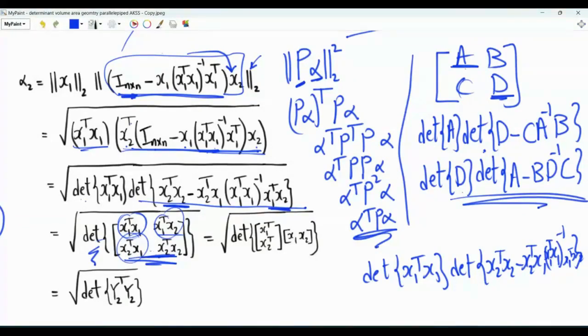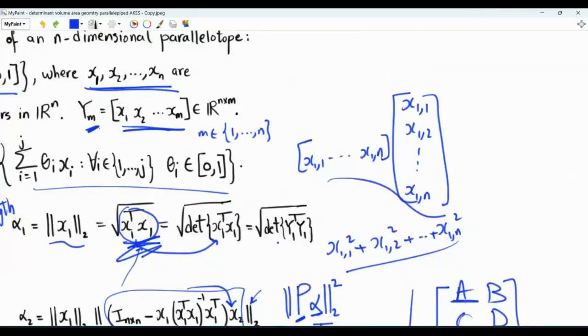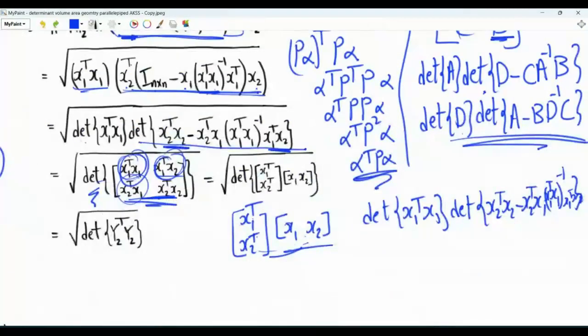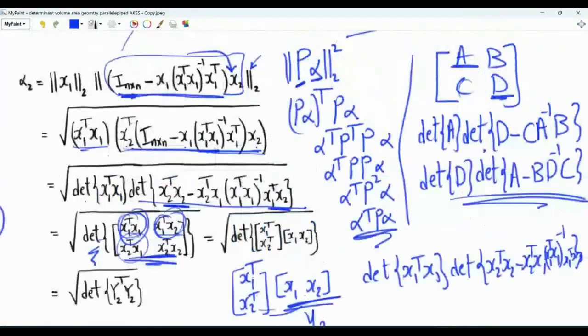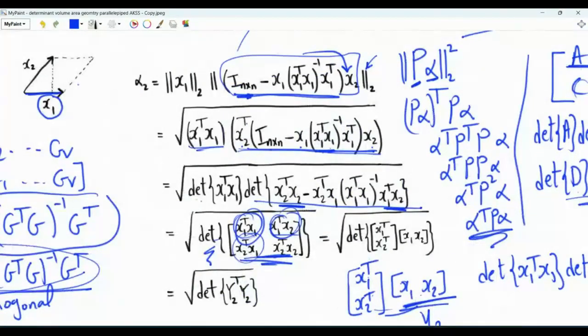And now this 2 by 2 matrix can actually be obtained by taking a matrix with columns x1 and x2, then multiplying this matrix from the left by its transpose. So its transpose will be a matrix with 2 rows. The first row is x1 transpose, and the second row is x2 transpose. If we do this multiplication, we get x1 transpose x1, x1 transpose x2, x2 transpose x1, and finally element 2, 2 is x2 transpose x2. By the way that we have defined matrix Y, this will be Y2. This matrix is Y2. So the volume in this case, in which we use 2 of the vectors, so we are talking about a surface area, is the square root of the determinant of Y2 transpose Y2.